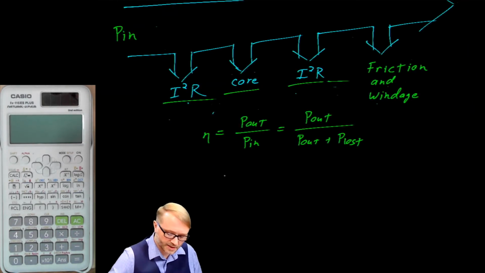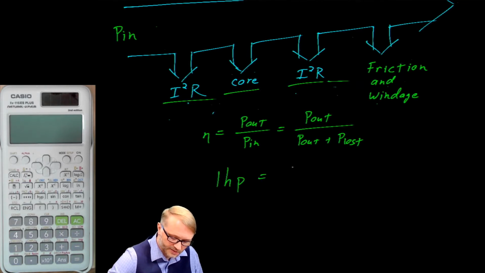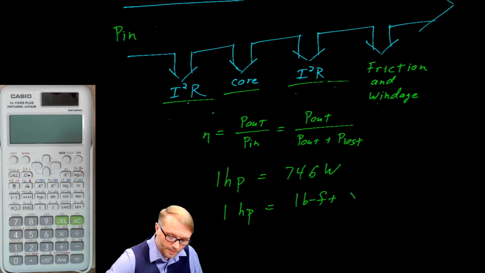While your note card is out, be sure to record this. 1 horsepower is equal to 746 watts. Also, 1 horsepower is equal to the torque, that's in foot-pounds, times the RPMs, over 5252.